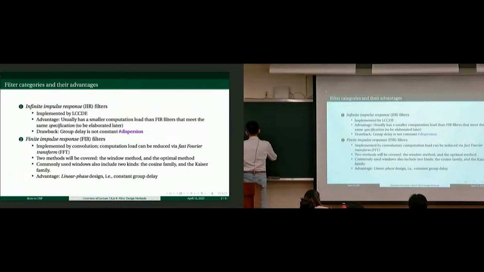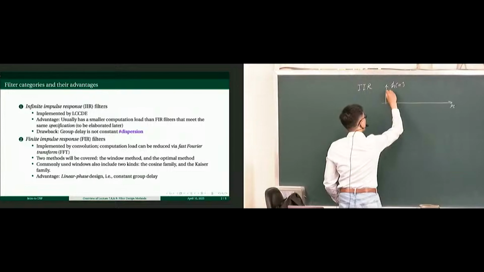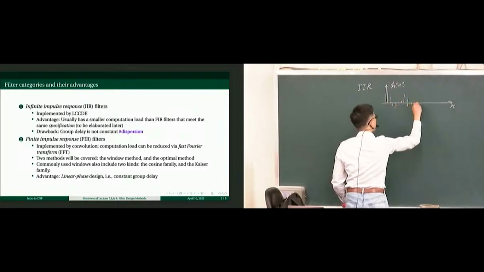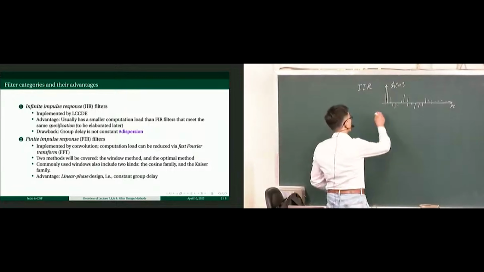So IIR means if you plot h of n as a function of n, then it can maybe last forever. It may converge to 0. It needs to converge to 0 for stability, but it never really stops. The response can last forever, right? So that's infinite impulse response.